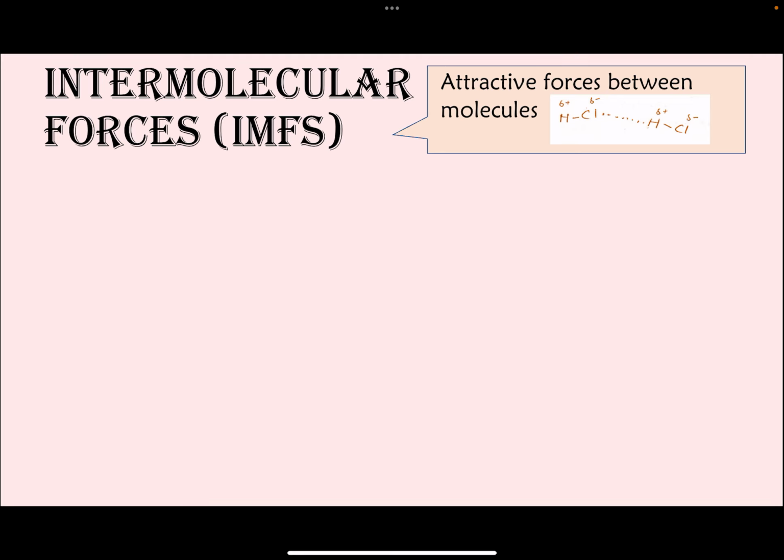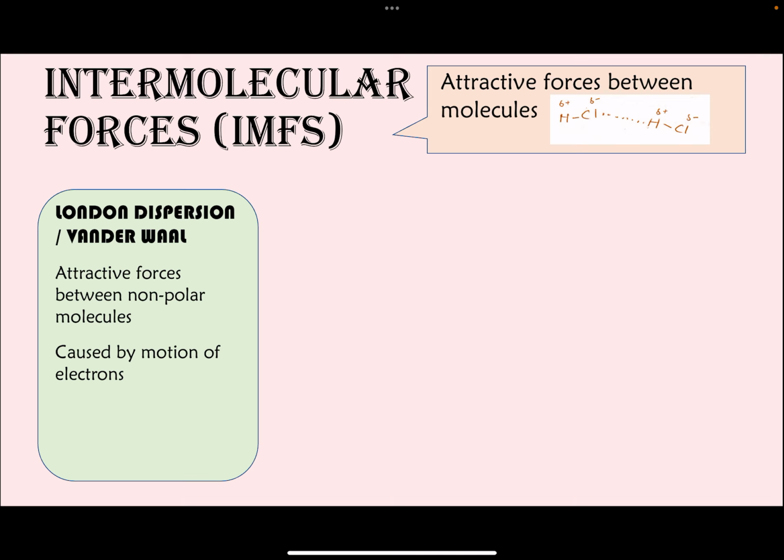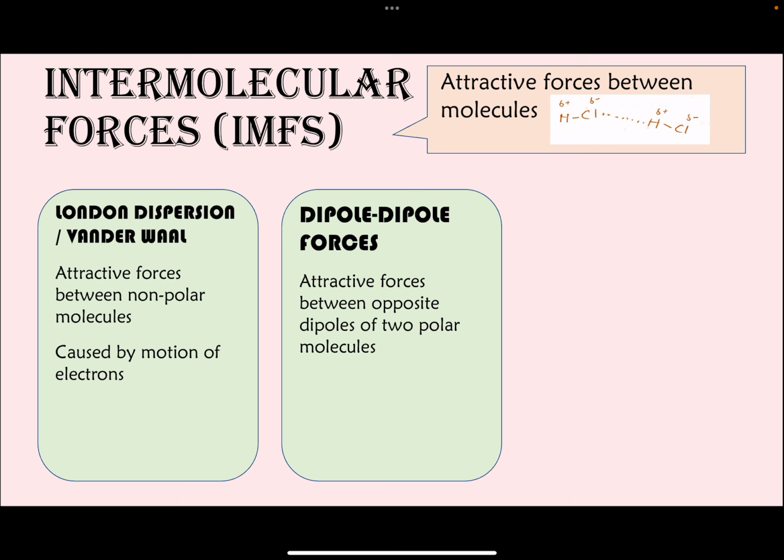So the three types of intermolecular forces that you need to know of are, number one, London dispersion forces, or the van der Waals forces. These are the attractive forces that occur between non-polar molecules, and they're normally caused by the motion of electrons. These are the weakest type of intermolecular forces. Then we have the dipole-dipole forces. These are the attractive forces between the opposite dipoles of two polar molecules. So for example, if we are looking at two HCl molecules, the partial negative side of the chlorine on one molecule is going to attract the partial positive hydrogen on the other molecule. So that is your dipole-dipole attraction.